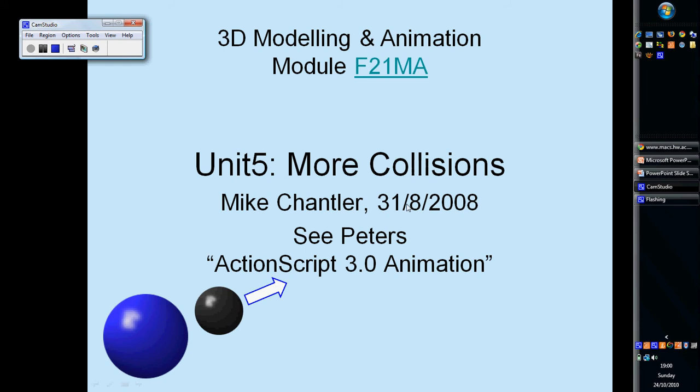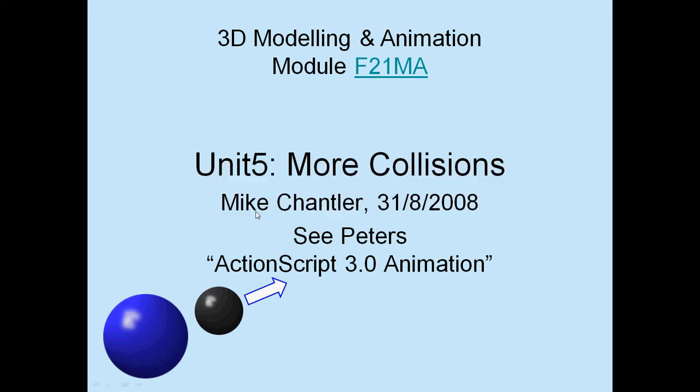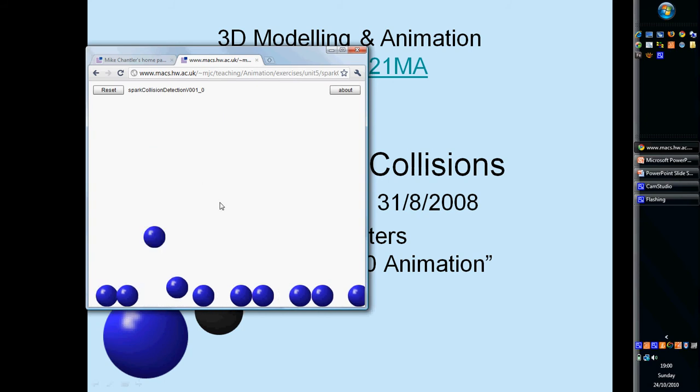This is the second part of Unit 5 on more collisions. What we're going to do is have a look through the example that I've got on the website. If we go to that example, here we are. We've got a set of collision balls, and they've got some fire behaviour. I can take one of the balls and fire it out there, and when it hits the other, we get a proper sort of collision behaviour.